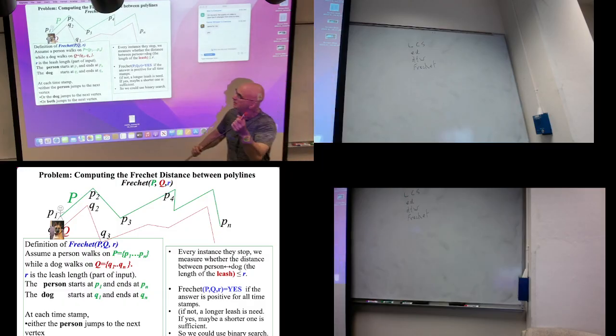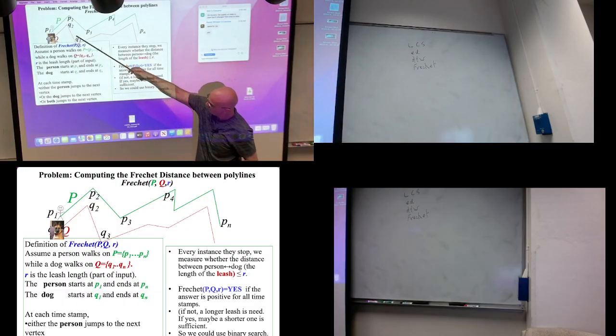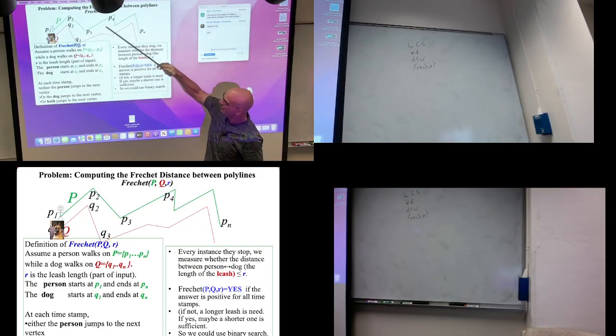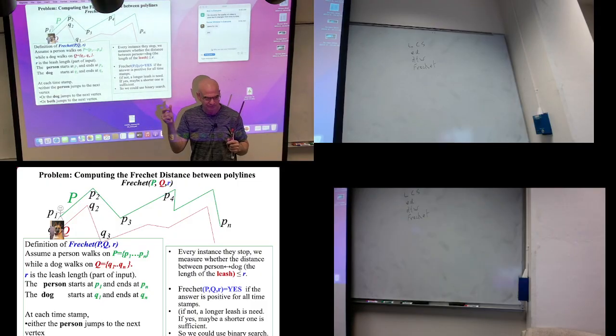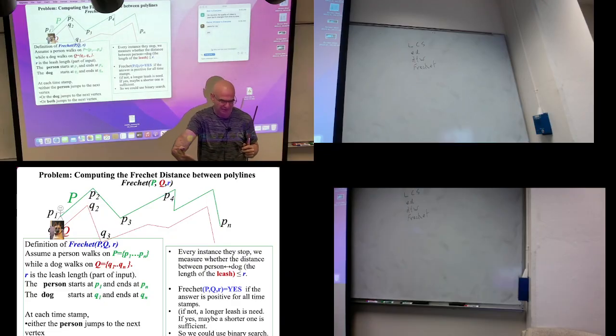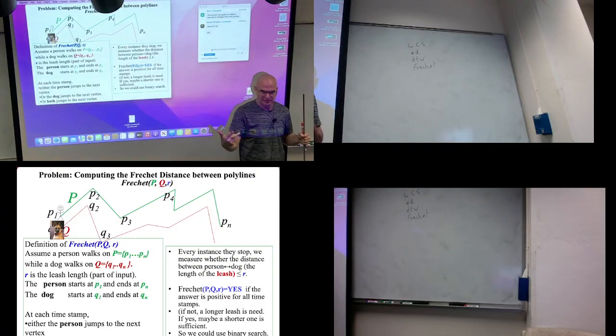can find a schedule of the dog, and I can find the schedule of the man. Schedule means at which time step which one of them jumps. At each time step they have the option of either staying still or jumping to the next vertex. In general, they have the option of either jumping together, or only the dog jumps, or only the person jumps, and we want to find the best schedule.